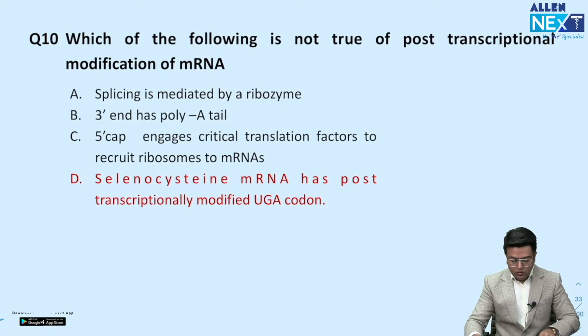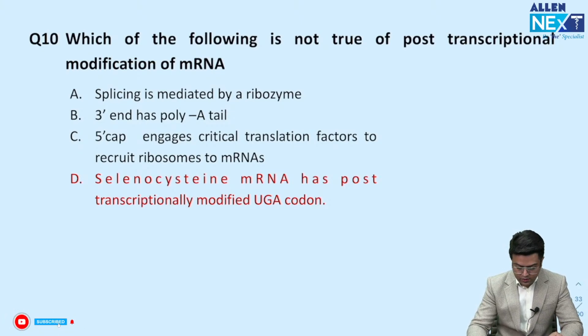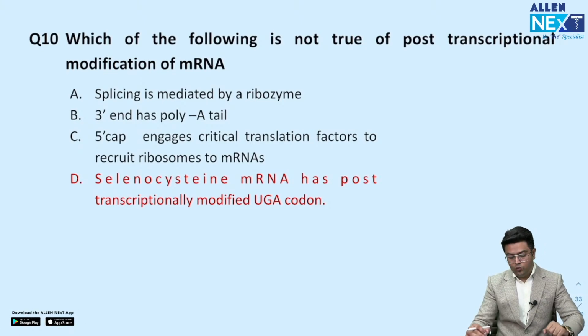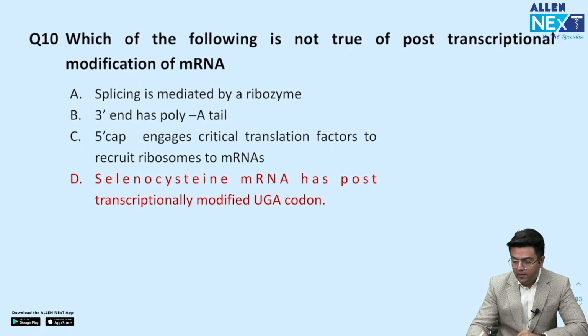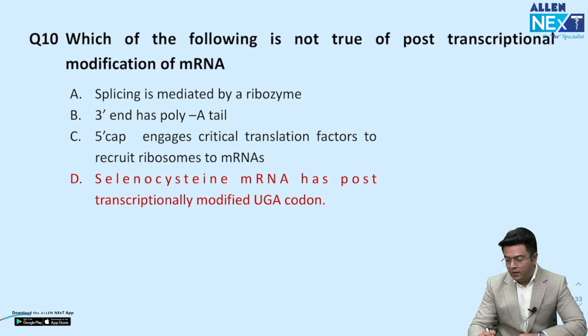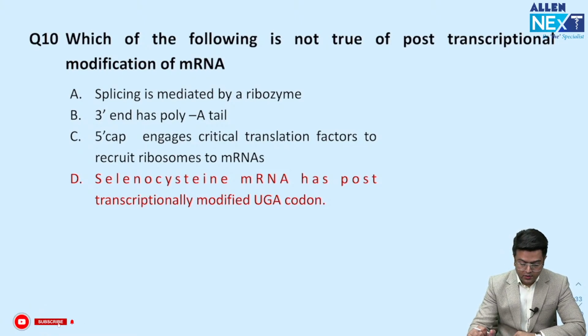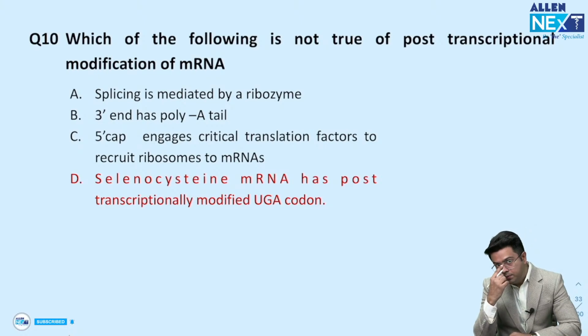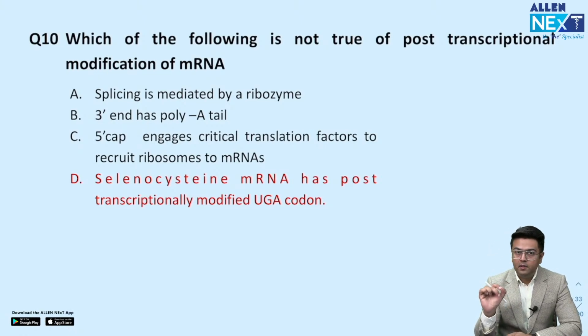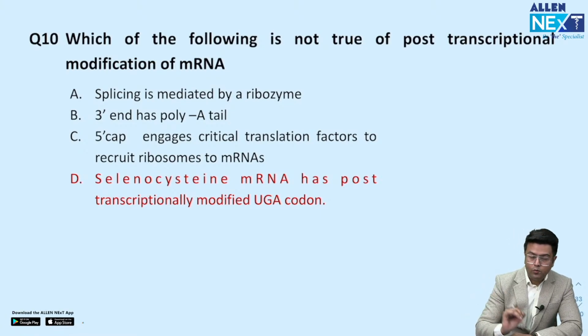Fine. So, next question, let's start with the next question. Which of the following is not true of post transcriptional modification of mRNA? So guys, there are three post-transcriptional modifications: 5' capping of 7-methylguanosine, 3' poly A tailing, and splicing. These are the only three processes that are part of post-transcriptional modification.